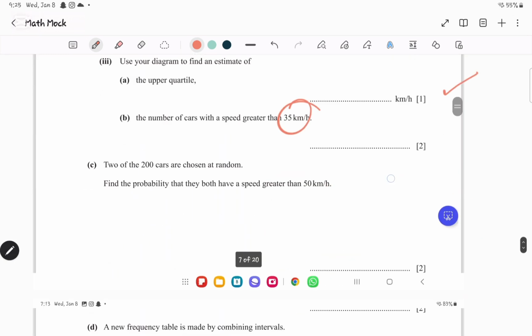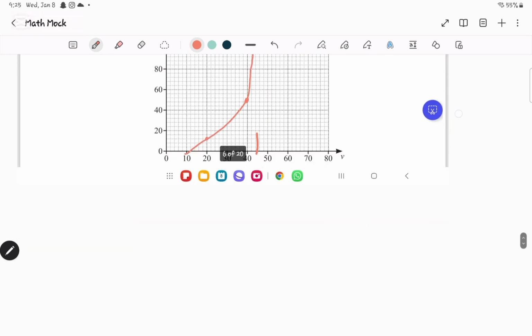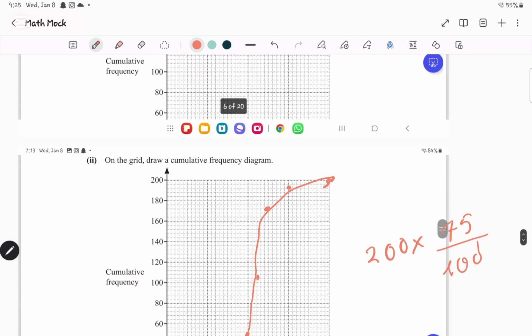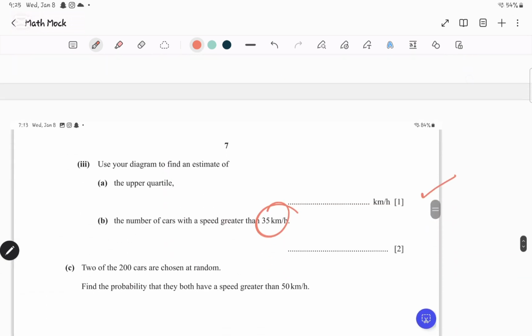Now, they want us to find the upper quartile. Very simply, it is the total cumulative frequency, 200, multiplied by 75%, because they need the upper quartile. So 200 multiplied by 75 over 100 is gonna give us 150. We come to the 150, and we choose the approximate point over here, which is almost 47.